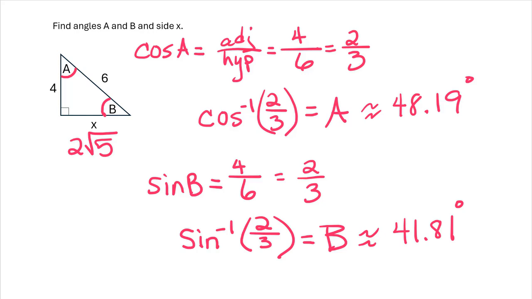And if you look at the angles you have, 48.19 and 41.81 is about 90 degrees, and that's always going to be the fact. When you add the two angles in the triangle that are not the right angle, you should get 90 because all the angles in the triangle should add up to 180. And since the right angle is 90, 90 plus 90 is 180.